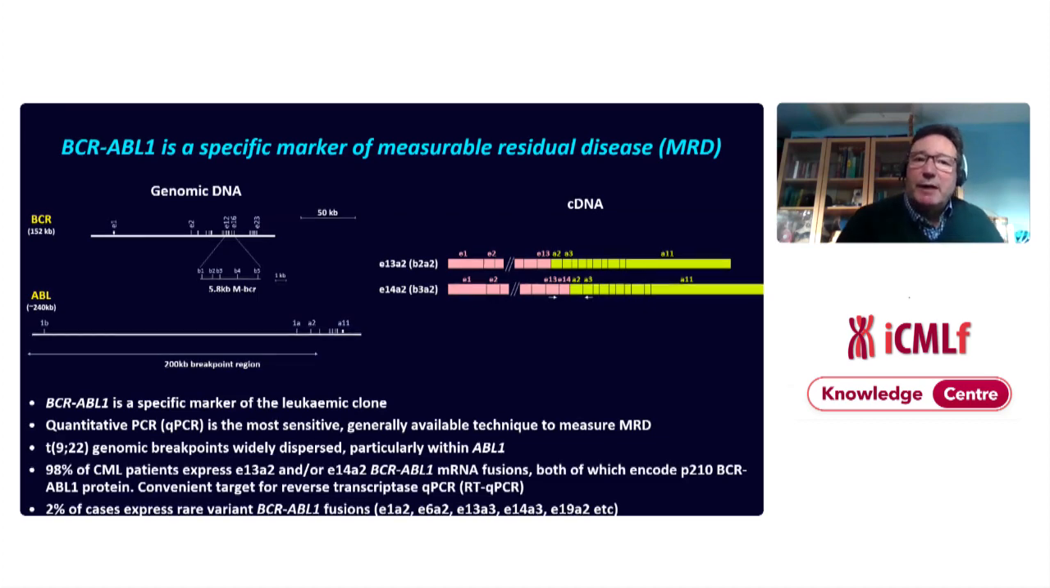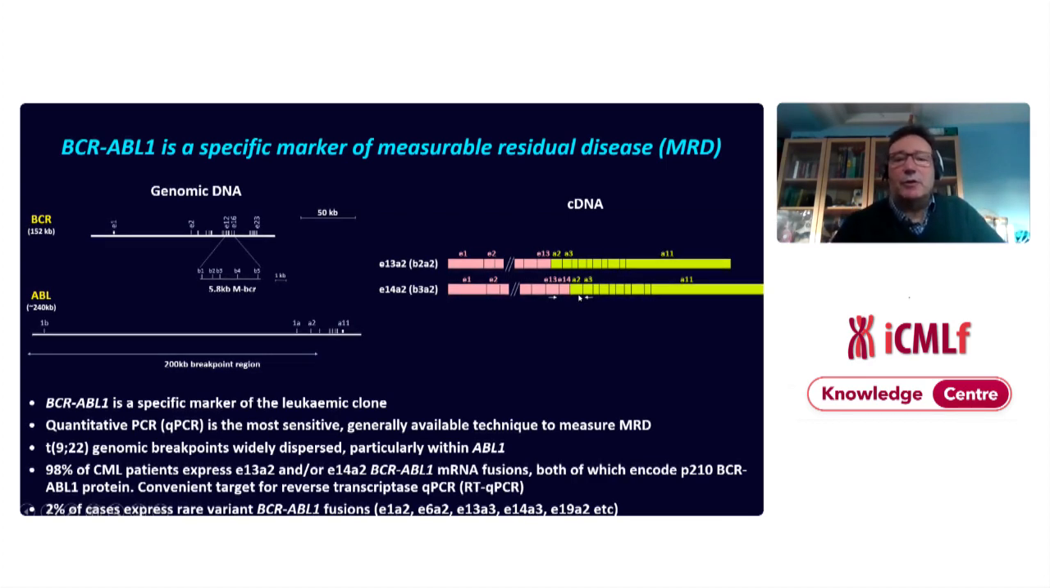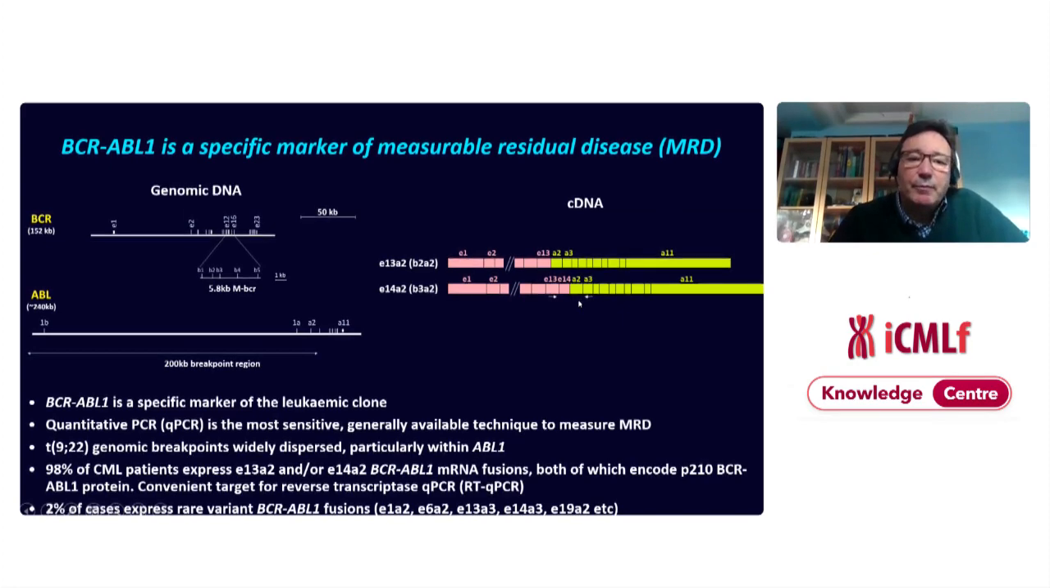If we look at the BCR-ABL breakpoints in genomic DNA, they're very widely dispersed, particularly within the ABL gene. But after splicing of the primary transcript, most CML patients, at 98%, express either one or both of two transcripts, termed E13A2 or E14A2, where BCR exon 13 or BCR exon 14 is spliced to ABL exon 2. These are very convenient targets for qPCR. Many of the tests employed around the world use a single set of primers and a single probe that will amplify both of these together.